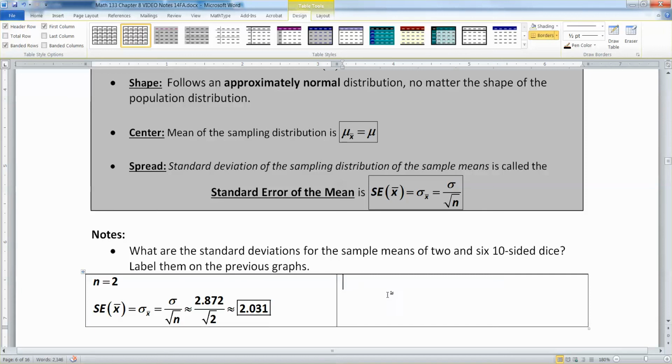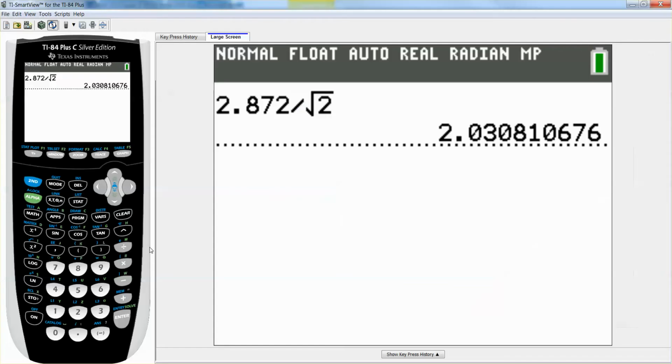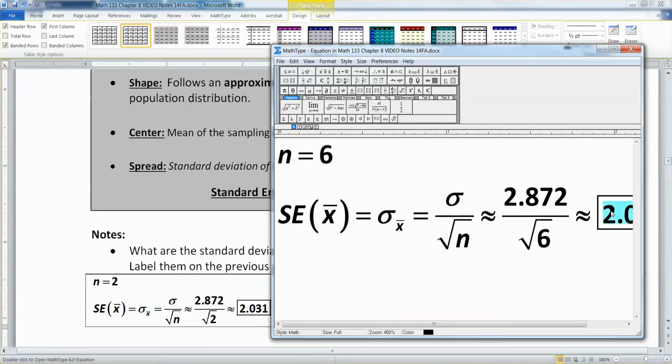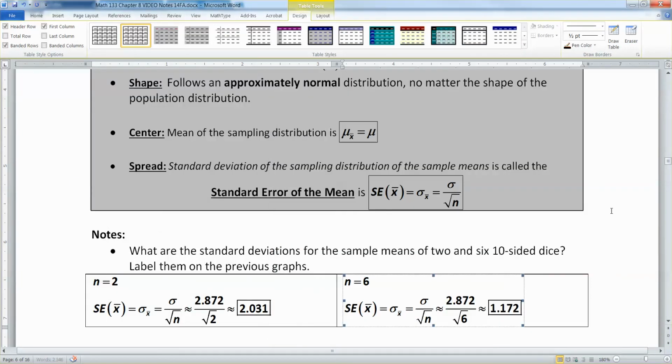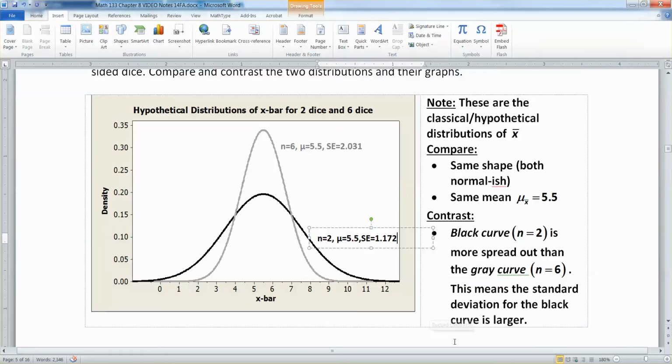Okay, now let's do it again for 6. So it's going to be the same calculation, except it's going to have 6 down here in the denominator. So we go here in second entry and change this number to 6. There we go, 6. And we got 1.172. So 1.172. All right, I'm going to go label those on the graph. I'll be right back. And there we go, I have them labeled right here.